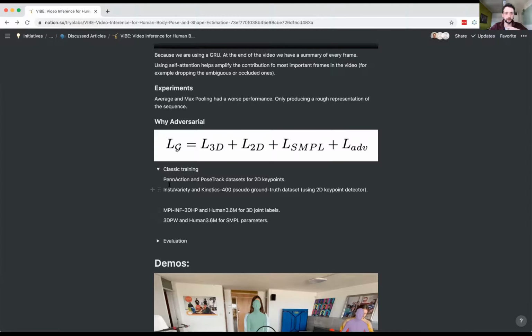And they also had 3D joint labels, and so 3D datasets basically. And so they could also measure the differences between those estimations. And one other thing they did was use a loss of the difference in the SMPL parameters. They had the 3DPW dataset and Human3.6M that have SMPL parameters. So they did a loss with that. But the most important or interesting novel thing of this paper was the adversarial loss. That's the one we mentioned in the beginning.